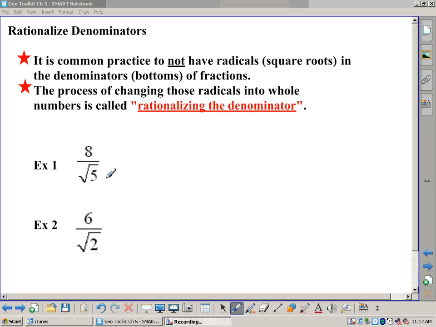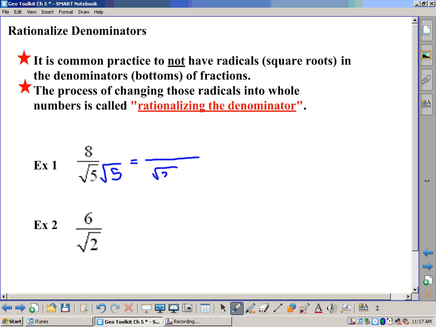So what you want to do is look at the bottom of your fraction and then multiply that bottom times itself. By doing that, you get the square root of 5 times the square root of 5, which is the square root of 25. And what is the square root of 25? Well, it's 5. So if you multiply the bottom by the square root of 5 in this case, you'll get a nice whole number, what we call a rational number. Now, if you multiply the bottom by the square root of 5, you have to multiply the top by the square root of 5. So that becomes 8 times the square root of 5.